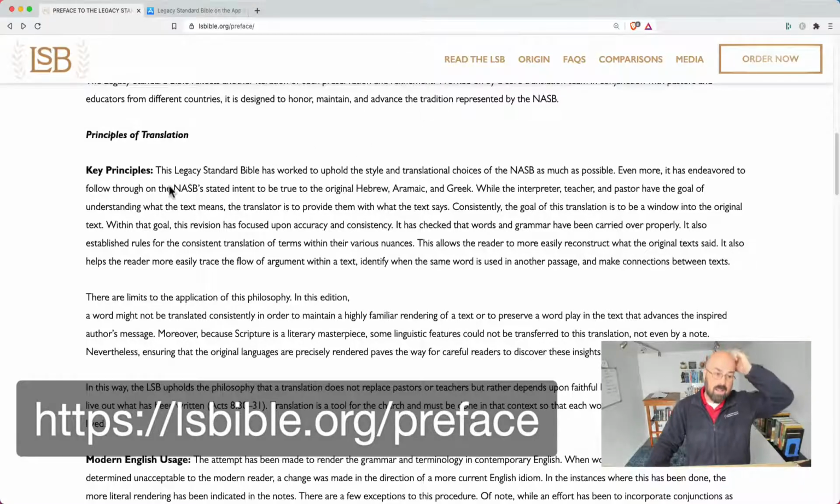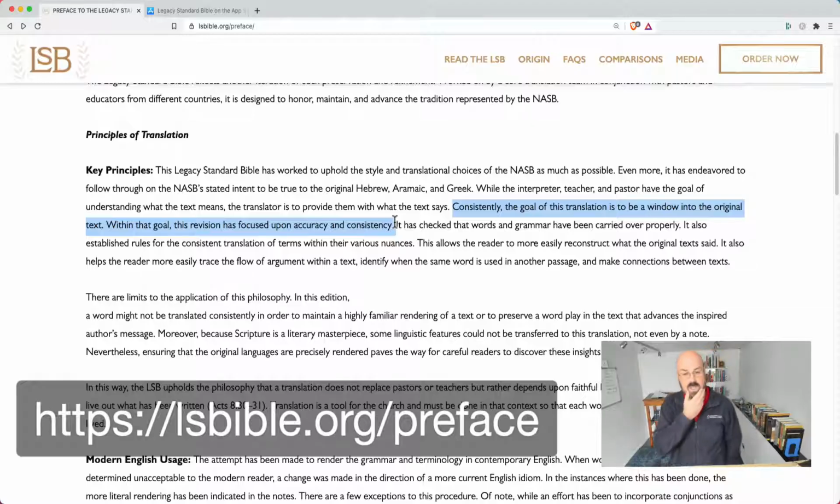I just want to point out a number of things here. This piece is really the critical thing that I want to focus on for just a few moments. Consistently, the goal of this translation is to be a window into the original text. Within that goal, this revision has focused on accuracy and consistency. So this is a really important point. This is really where a literal translation will differ a little bit from some of the more free translations.